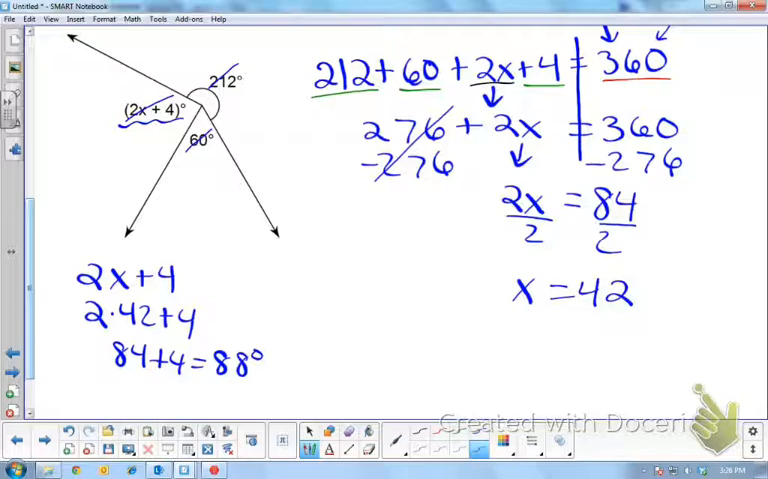So the actual angle measure is 88 degrees, which again makes sense because if we added them all together, 212 plus 88 plus 60 is 360 degrees. That's what it's supposed to equal when we add all the things in this situation when it goes around in an entire circle.